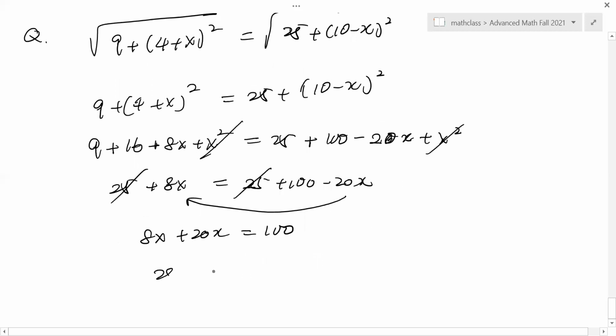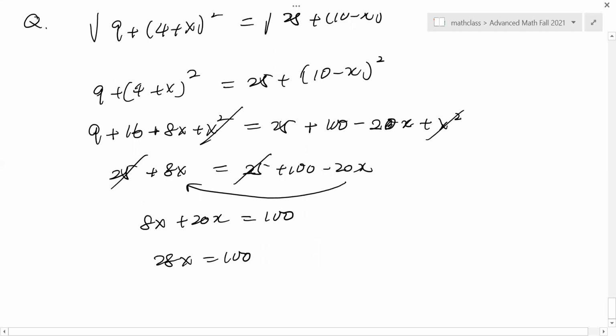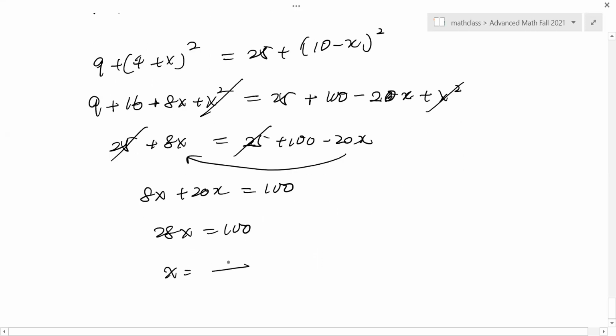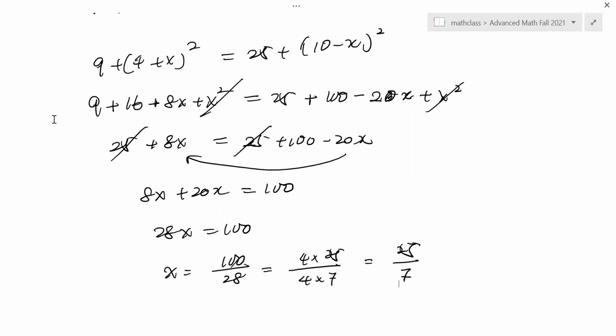Then x is going to be 100 divided by 28. 28 is divisible by 4, so it's 4 times 7. Here's 4 times 25. So the answer is 25/7. Right? After you simplify.